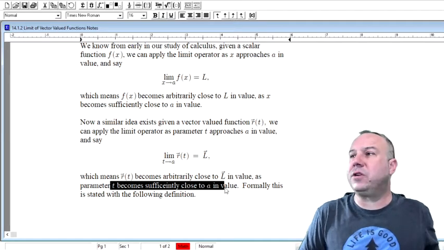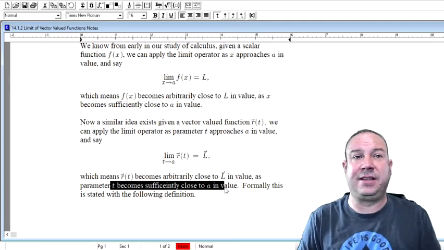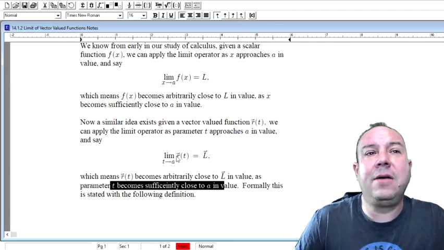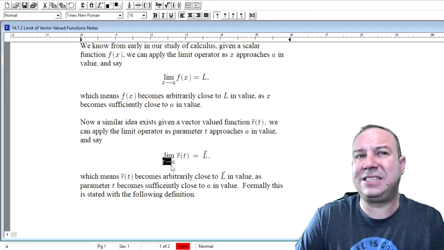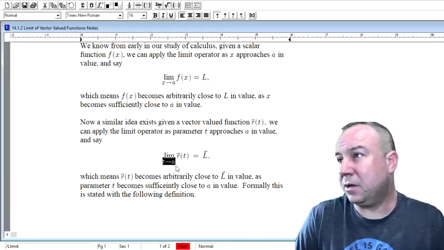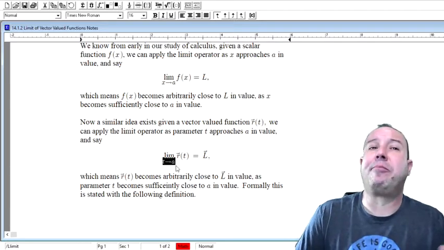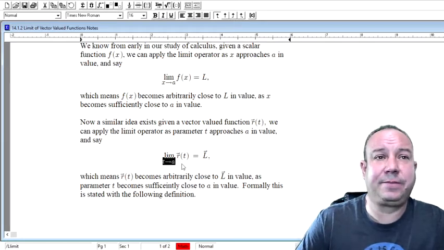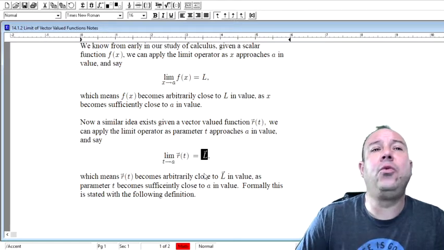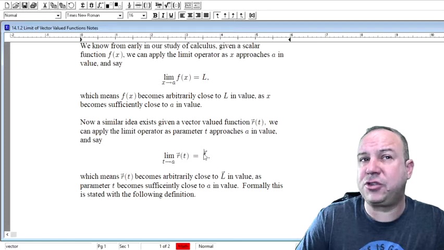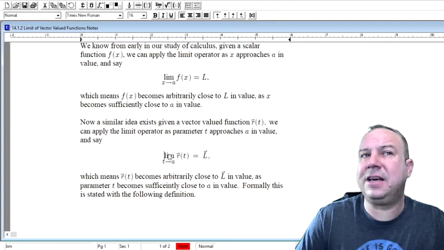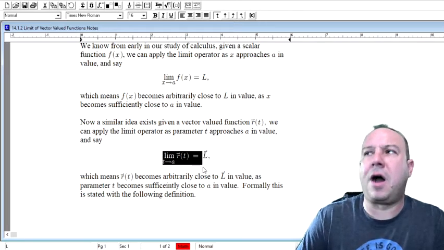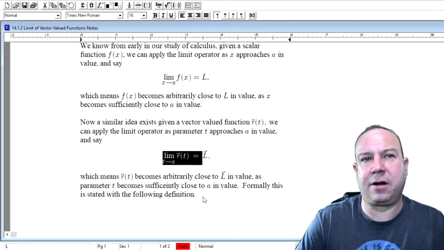Here we're describing the behavior of a vector in this limit. What is the behavior of this vector as the independent variable or parameter t approaches the value of a? If the vector valued function approaches the vector L, we can say that the vector L is the behavioral description for our limit. It is the value of our limit.